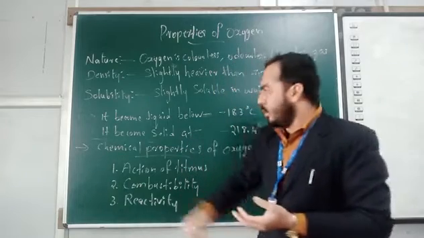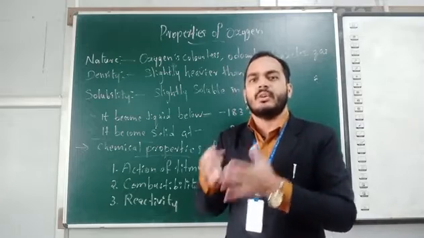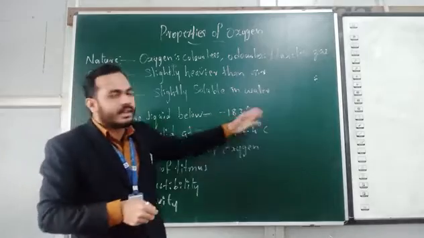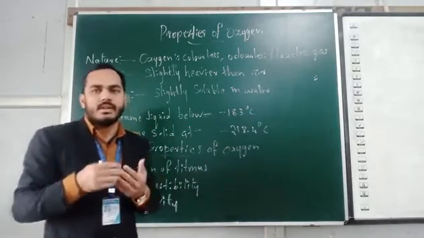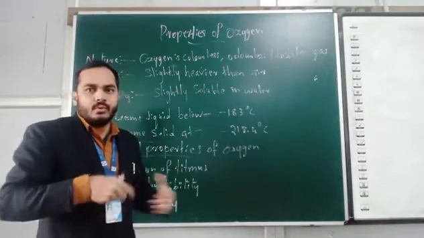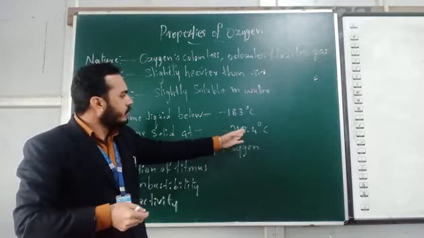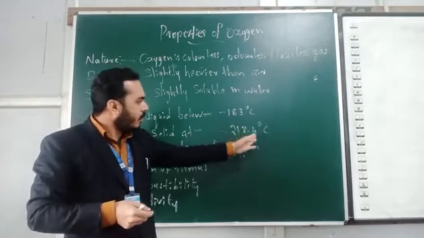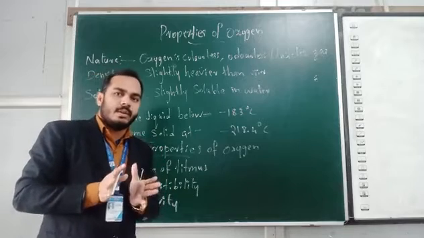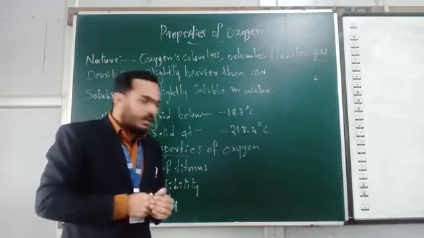And next one is becoming the liquid state. Oxygen becomes liquid at minus 183 degree Celsius, so we will get oxygen in liquid form at minus 183 degree Celsius. If we need oxygen in solid form, it is at minus 218.4 degree Celsius. Only at this temperature it turns to solid.